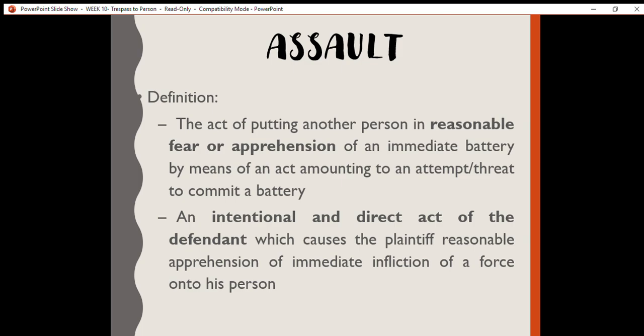Okay, basically, assault means the act of putting another person in reasonable fear or apprehension of an immediate battery by means of an act amounting to an attempt or threat to commit a battery. This is only a threat. Okay, and it is an intentional and direct act of the defendant which causes the plaintiff reasonable apprehension of immediate infliction of force onto his person. Okay, you need to prove that the act is intentional. The wrongdoer has an intention to commit an assault.